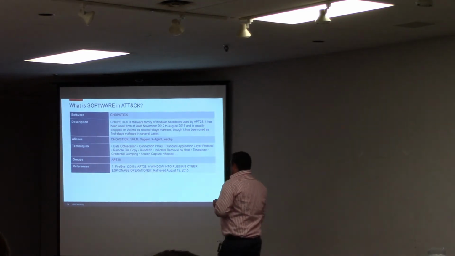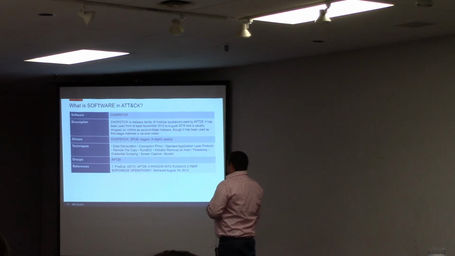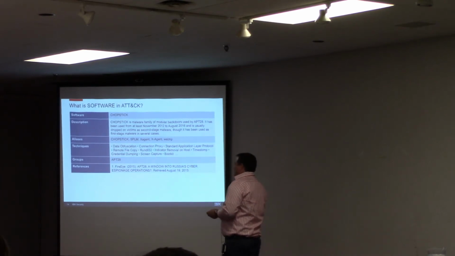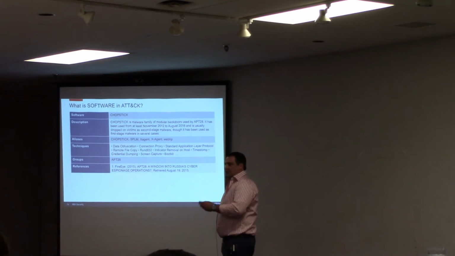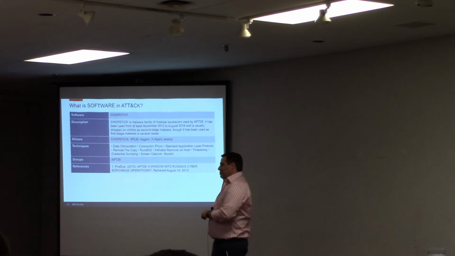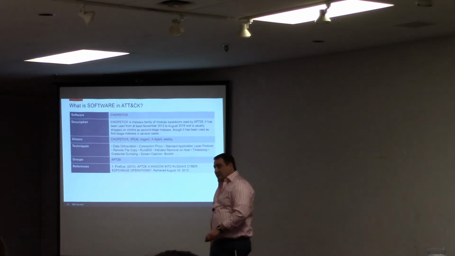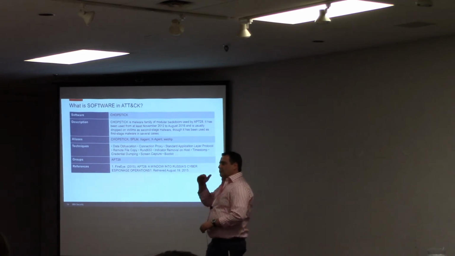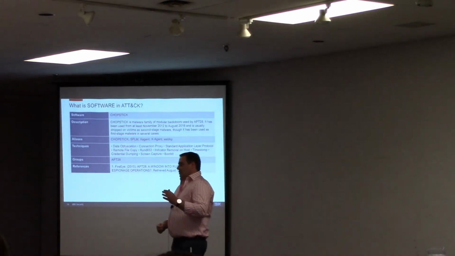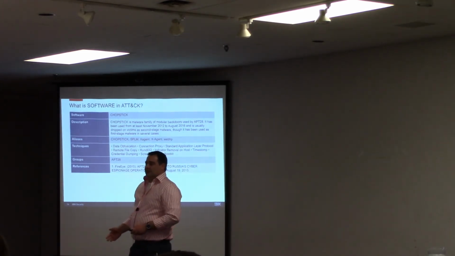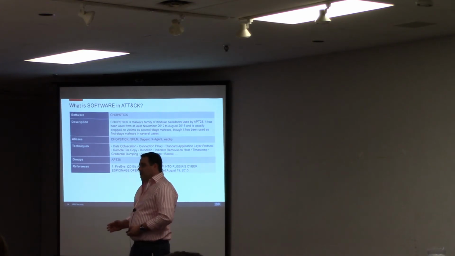So part of ATT&CK is not about a signature to detect Chopstick. It's about what are the things that Chopstick does in your environment, right? And how could you detect those? So it's about moving up a level as opposed to looking for file hashes and looking for IPs. You want to look for the behavior.